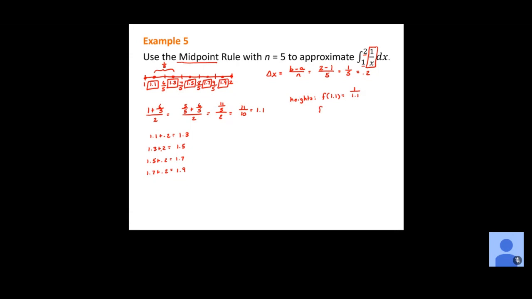So then I'm going to do the same thing with the rest. We've got 1.3. That's 1 over 1.3. F of 1.5 is 1 over 1.5. F of 1.7 is 1 over 1.7. And F of 1.9 is 1 over 1.9.